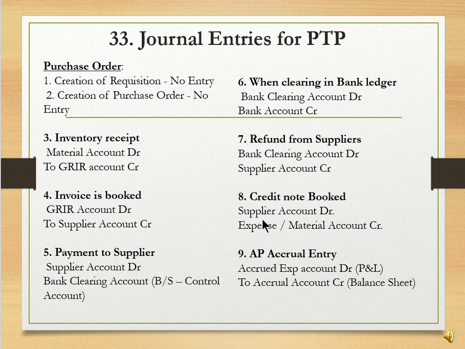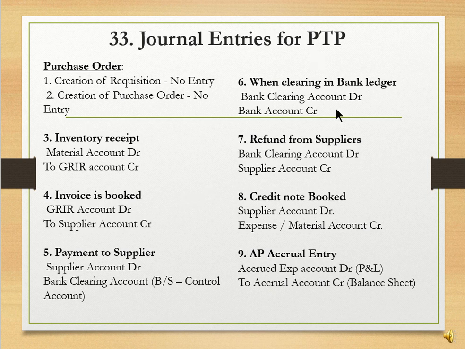When a credit note is booked, the supplier account is usually credited at the time of invoice, but for a credit note, the supplier account is debited and the respective expense or material account is credited. It is a reversal of the entry. And for the AP accrual entry, when an accrual is to be made during the month end close, the accrued expense account is a debit, it's a leg in P&L, and the accrual account is a credit in the balance sheet. It is a temporary liability account posted at the time of month end close. At the beginning of the next month, this entry will be reversed. It's a temporary journal entry posted for unposted vendor invoice transactions.